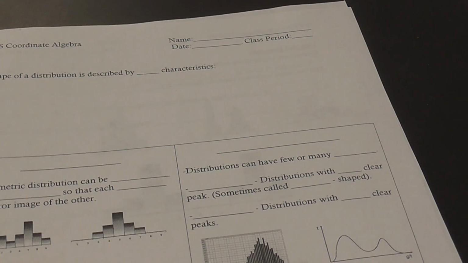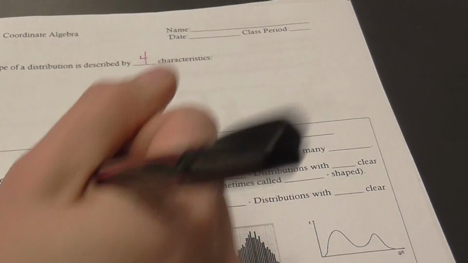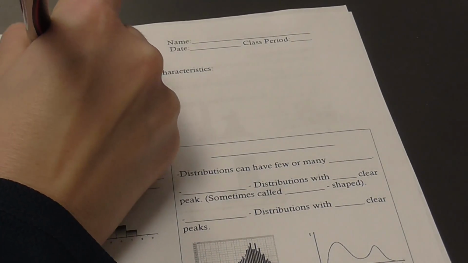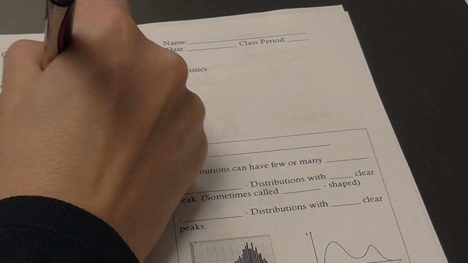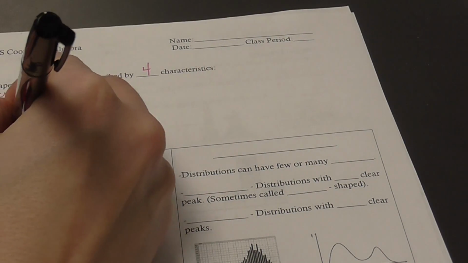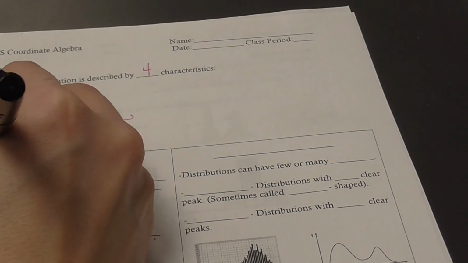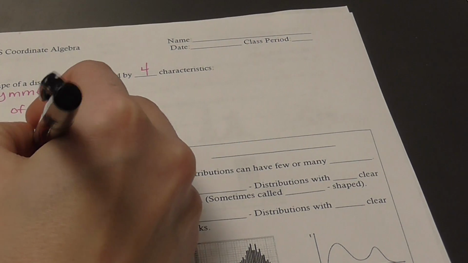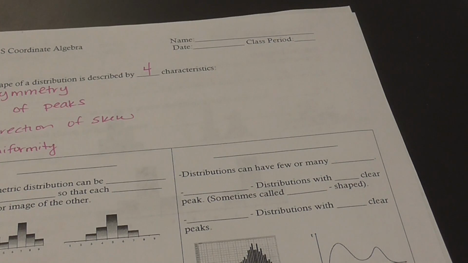Okay, so the shape of a distribution is described by 4 characteristics. Okay, symmetry, the number of peaks, direction of skew, and uniformity. These came off that first list, but these 4 specifically talk about shape.